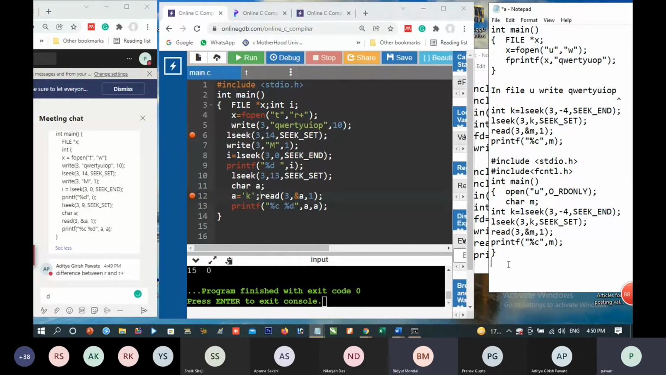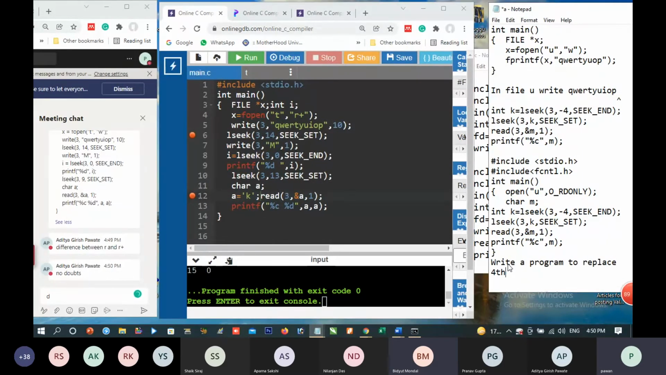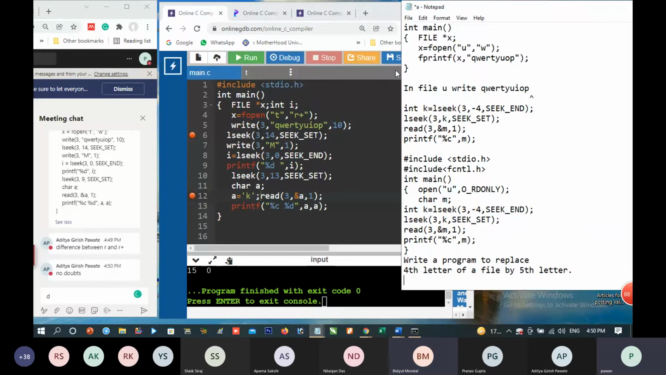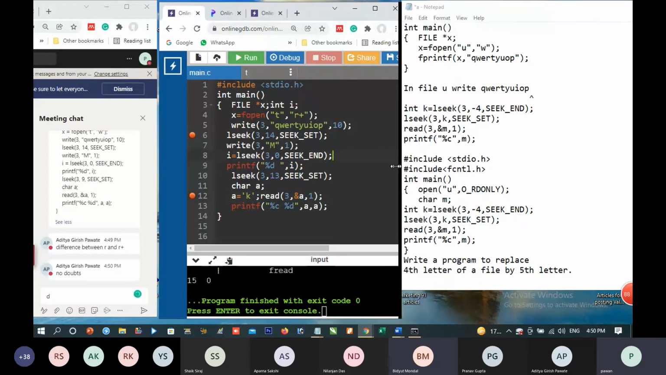Now, write a program to replace the fourth letter of a file by fifth letter. Can you write a program? All these things are available to you here. Write a program to replace the fourth letter by fifth letter.